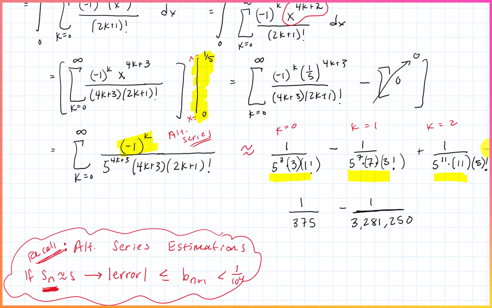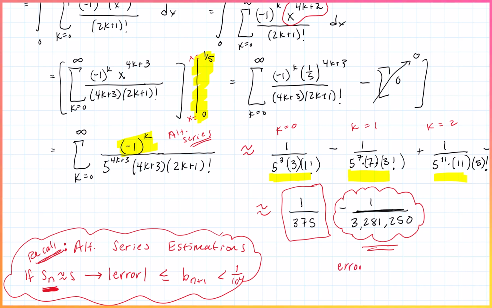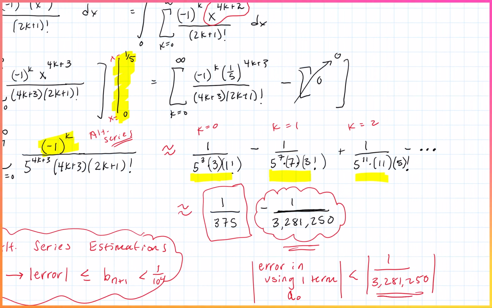I'm not even going to go any further because right there, if we just took the first term, which is the 0th term in our notation because we let k start at 0, notice that the error in using just one term, just using the a sub 0 term, is less than the absolute value of 1 over 3,281,250, which is clearly less than 1 over 10,000. The denominator is so much bigger.